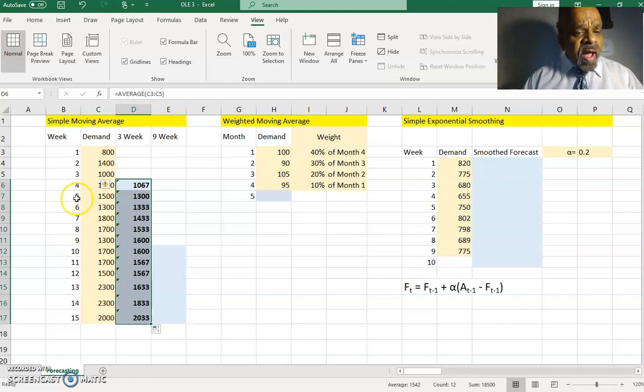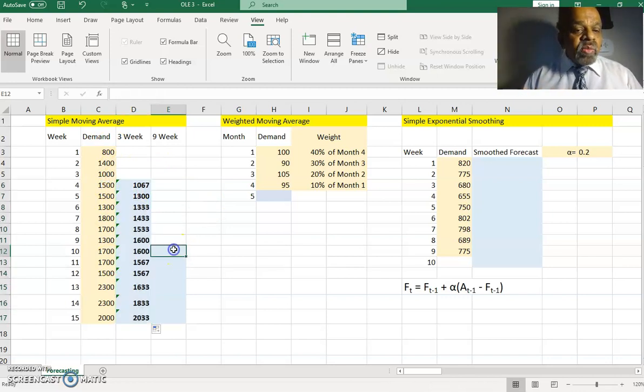So for week 5, the demand was 1500, but the 3-week moving average was 1300. See the difference? There is quite a bit of difference. Similarly, if you go to the 15th week, the demand was 2000, but the 3-week moving average was 2033. It's a lot better than the 4th week or something like that, simply because this particular stretch has a tighter, closer demand. If the demand is high, it's going to be there. So it is not very accurate at all.